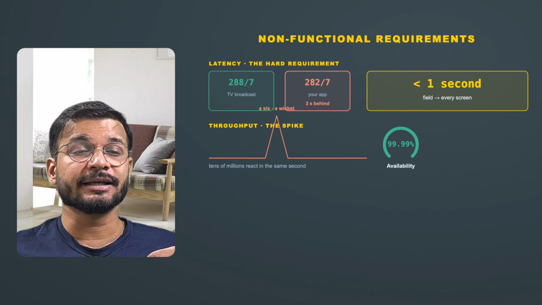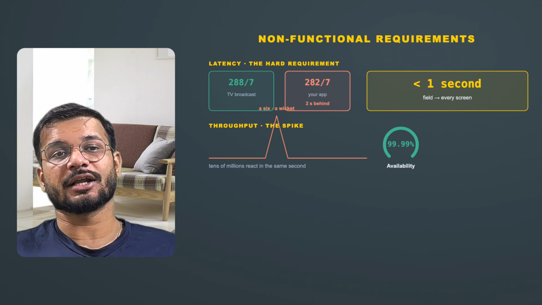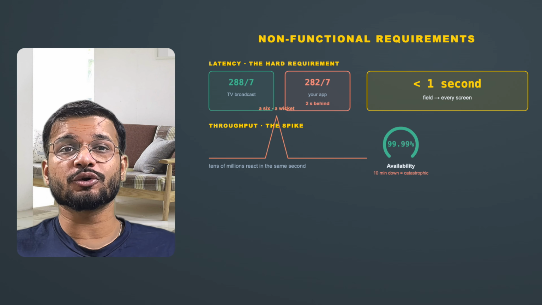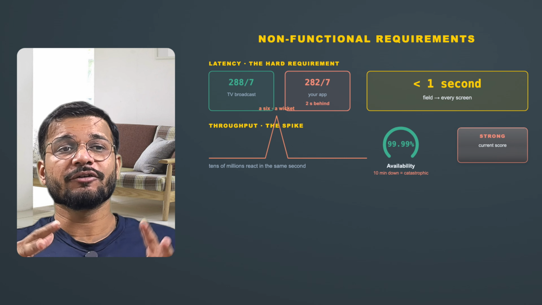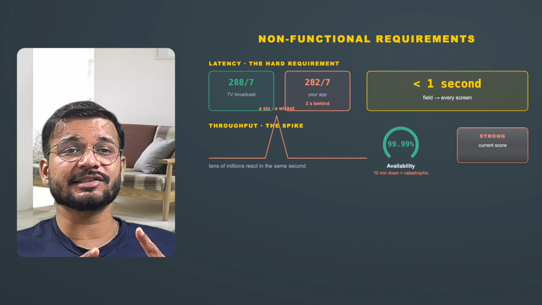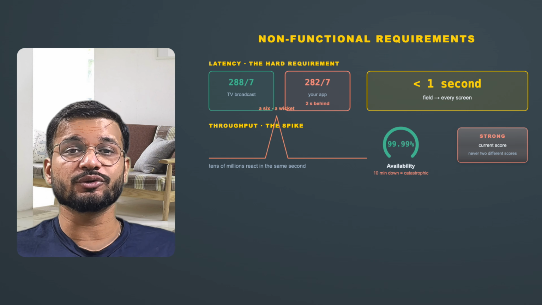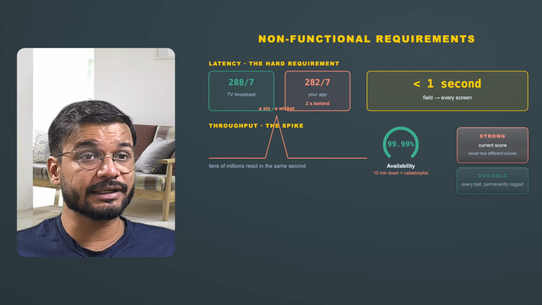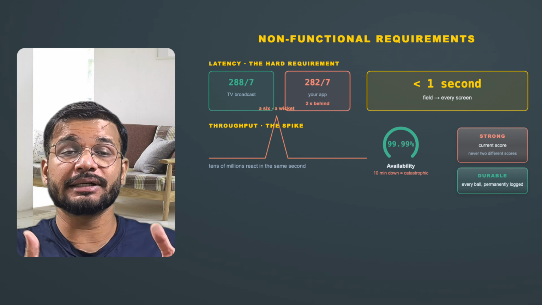Then availability, it should be 99.99% uptime. A match lasts around 4 hours. If the scoreboard goes down for 10 minutes, that is a catastrophic event. Then we have consistency, strong consistency for the current score. We cannot show different scores to different users simultaneously. Then durability, score history must be durable. Every ball, every event permanently logged.